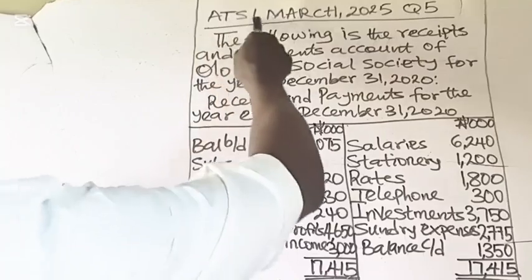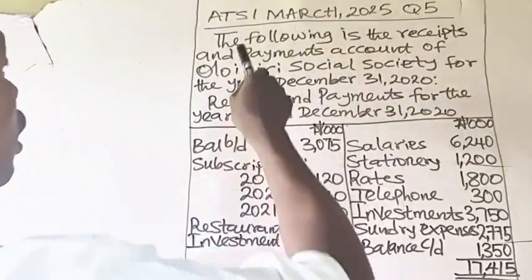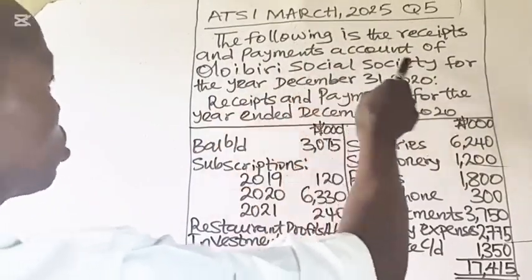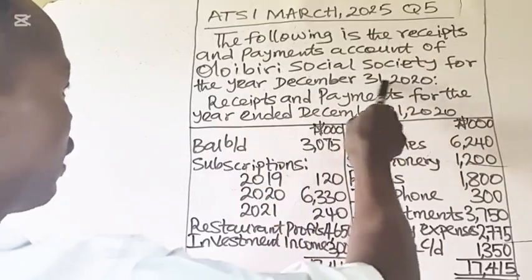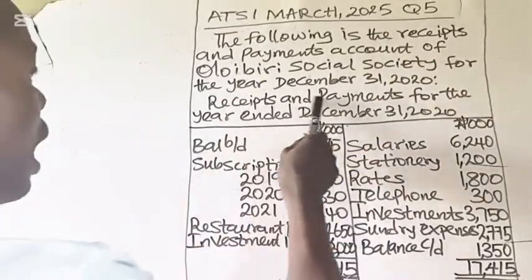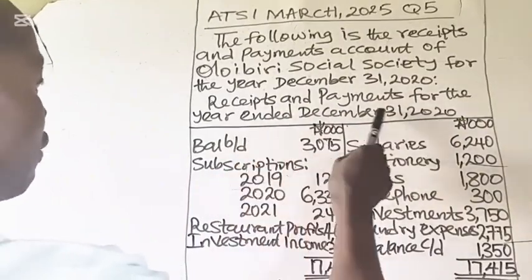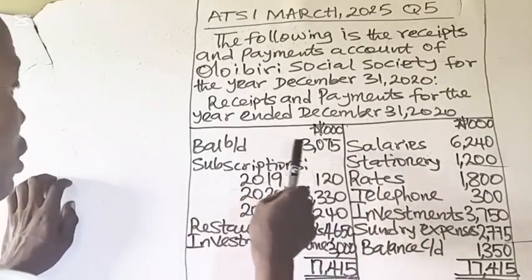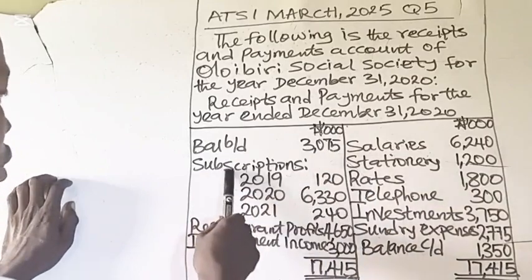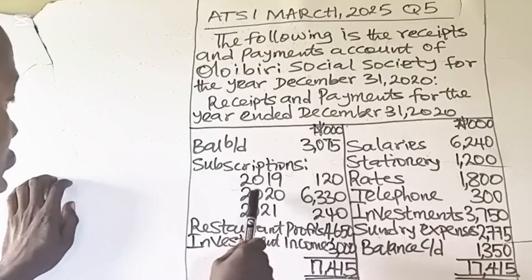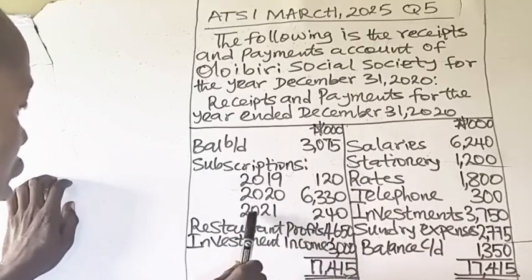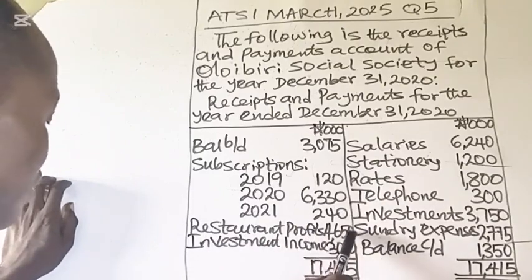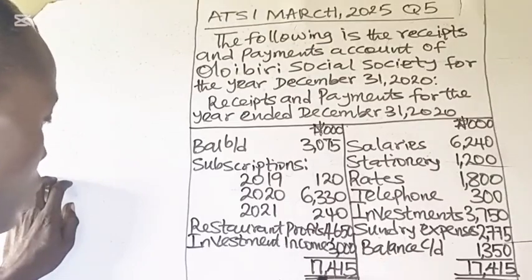Keep watching. ATS 1 March 2025, question 5. The following is the receipts and payments account of Oloibiri Social Society for the year ended December 31st, 2020, amounts in 1,000 naira. On the debit side we have balance brought down 3,075. Subscriptions for 2019, 120; 2020, 6,330; 2021, 240. Restaurant profits 4,650. Investment income 3,000. The total of the debit side is 17,415.